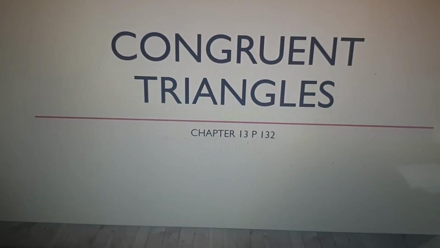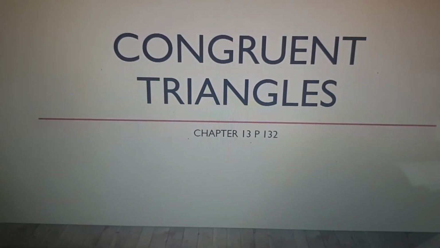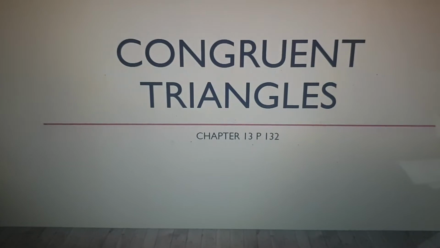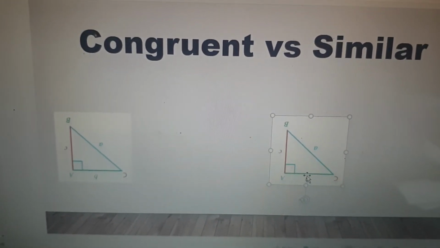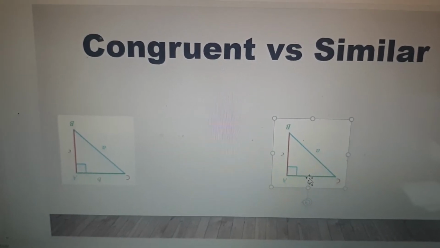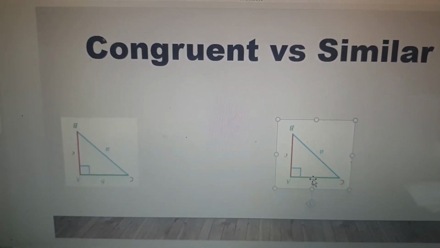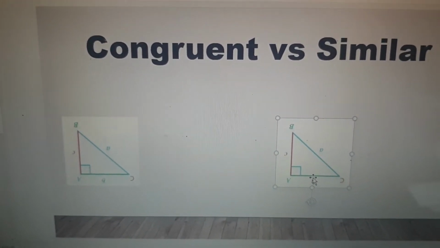Today we are taking a look at congruent triangles, chapter 13, page 132. So the two concepts we mostly look at is congruency and similarity. So it's congruent triangles or similar triangles. And I'm just going to help you to not get the two confused.